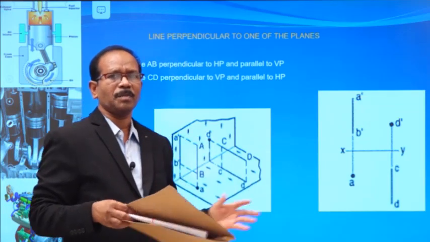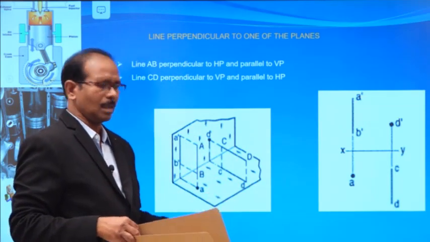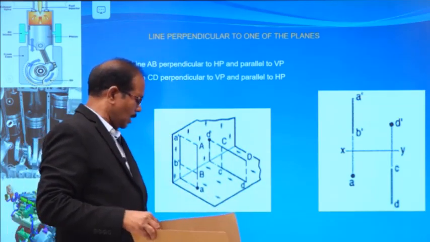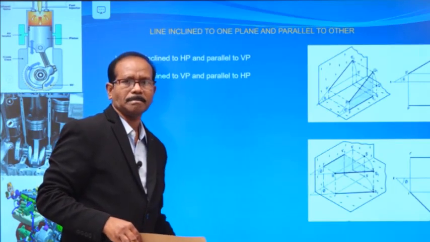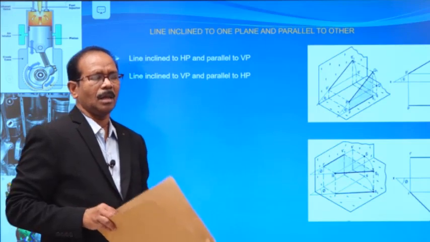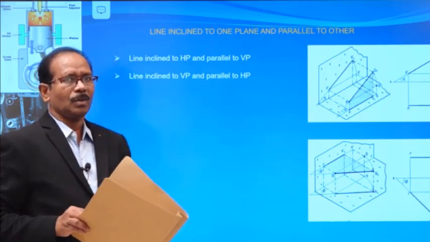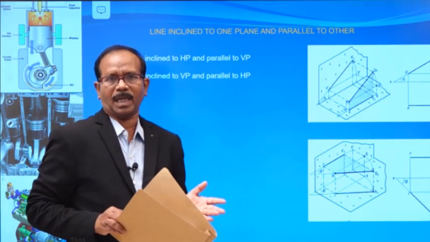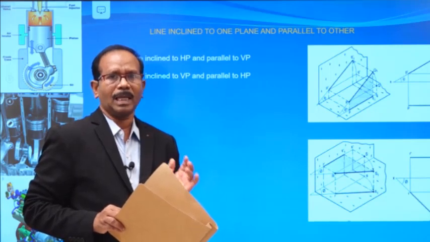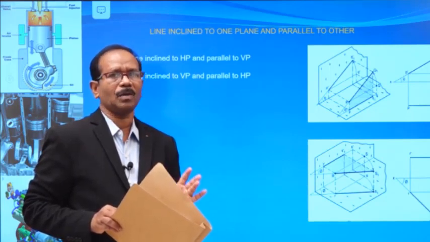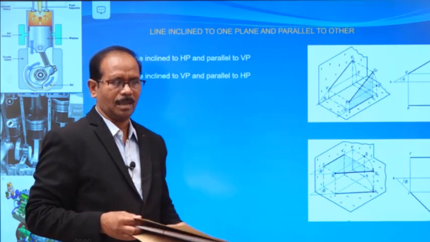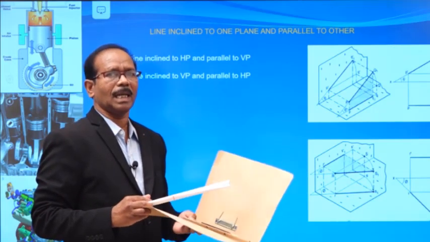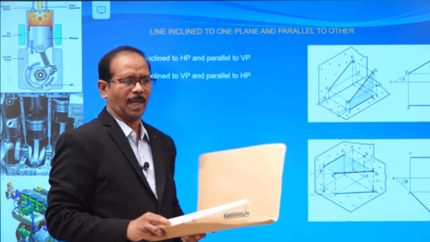Now, these types of questions are rarely asked in the examination, but the coming problems are a little bit more important compared to this one. Next condition, line inclined to one plane and parallel to other plane. Line inclined to horizontal plane. Assume one condition, line inclined to horizontal plane.